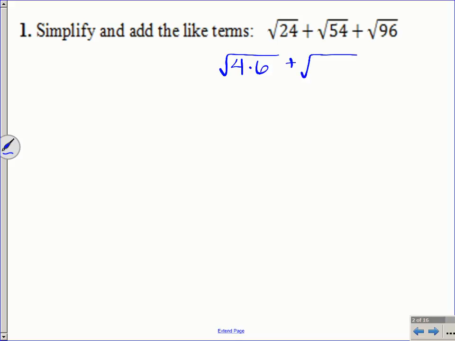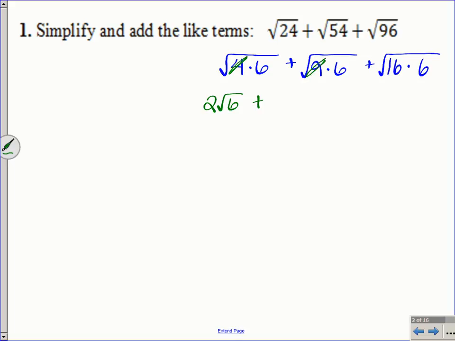With 54, the factor that's a perfect square is 9, and you have to multiply that by 6 to get the 54. And with 96, the factor that's a perfect square is 16, and hopefully you've noticed the pattern. Yes, you have to multiply that by 6 to get the 96. Now the reason we're happy is because we have a 6 underneath each of those radicals. So that means when I pull out the square roots of the perfect squares, I'm going to have the same thing underneath the radical. So the square root of 4 is 2. So the 2 comes out front, and I'm left with square root of 6.